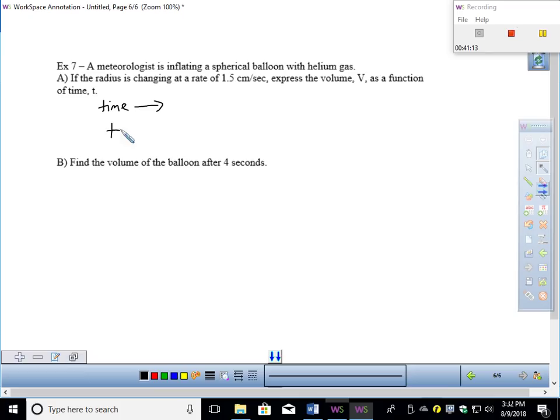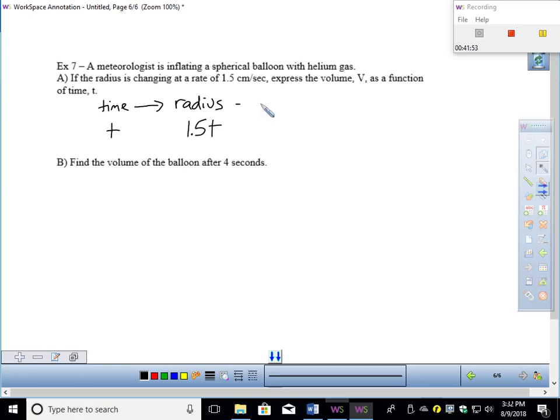Now, if you look at this, I don't have necessarily a relationship here between time and volume right off the bat. But in the information, especially in part A, if I know how many seconds, then I can probably figure out the radius. So I'm thinking that we can connect time and radius together pretty nicely. It's increasing by 1.5 centimeters every second. So if I know the number of seconds, I very simply have to take that and multiply by 1.5. So I would just say 1.5 t.